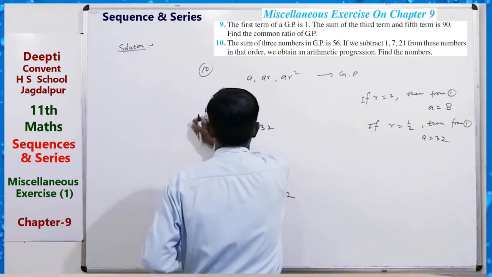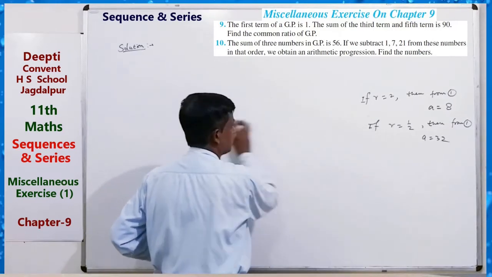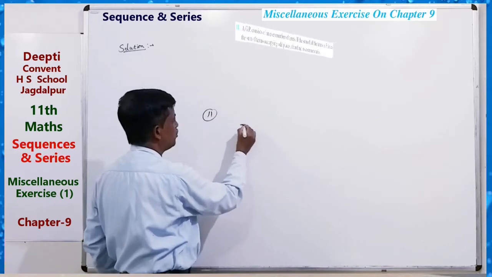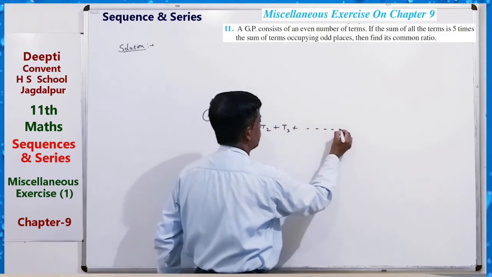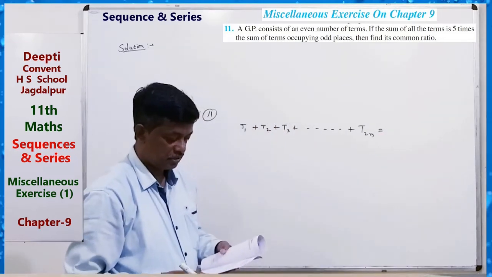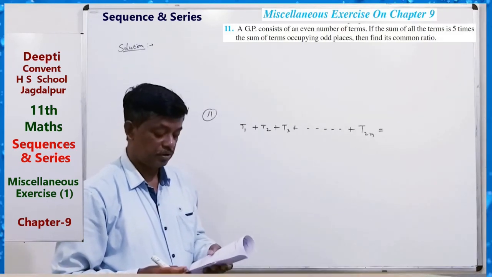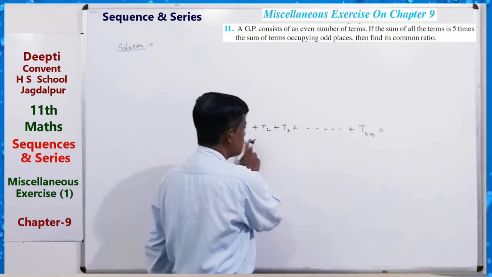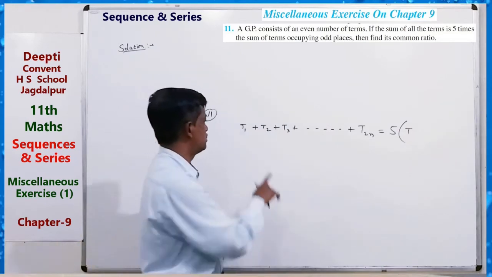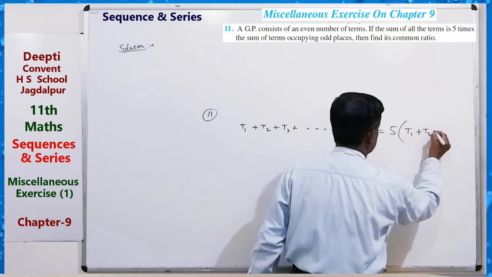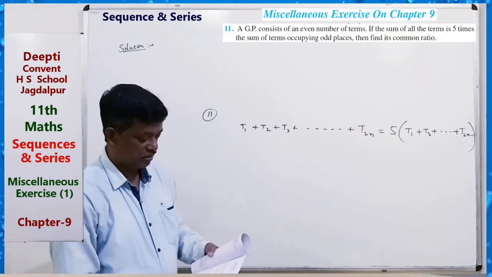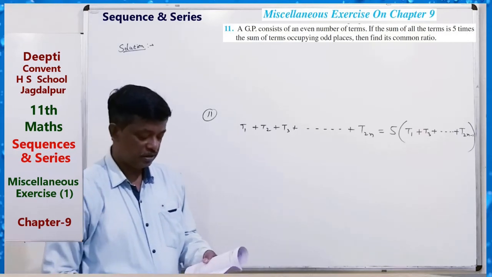So, even number of terms. You can take it like this: term 1, term 2, term 3, even number of terms, 2n. It is given that the sum of these is 5 times the sum of terms occupying odd places, that is 1, 3, 5 and so on up to 2n minus 1. We have to find the common ratio.